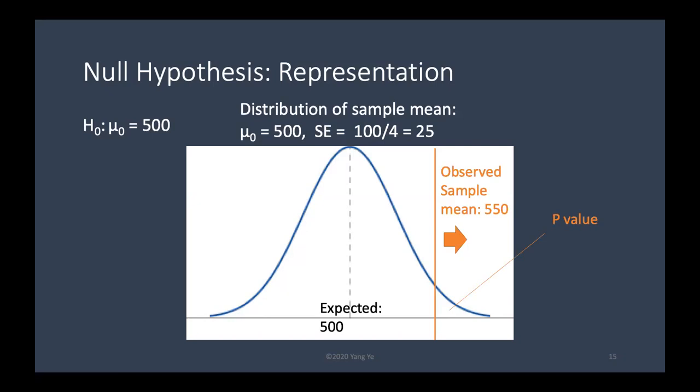That's it. That's the p-value. It is that. Okay? The probability of observing the sample mean of 550 in this case, given this known distribution of a sample mean. Does that make sense? That is the p-value.